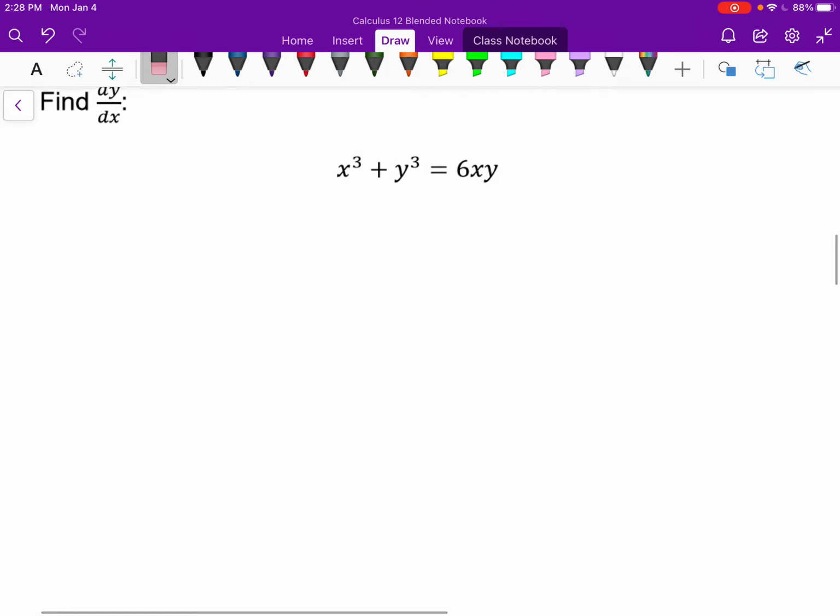So let me look at this. X cubed plus y cubed equals 6xy. Okay, you could graph this in Desmos. It doesn't really matter for what I'm looking at here. It's not a function, though. It fails the vertical line test. But who cares? I want to find the derivative of y with respect to x.